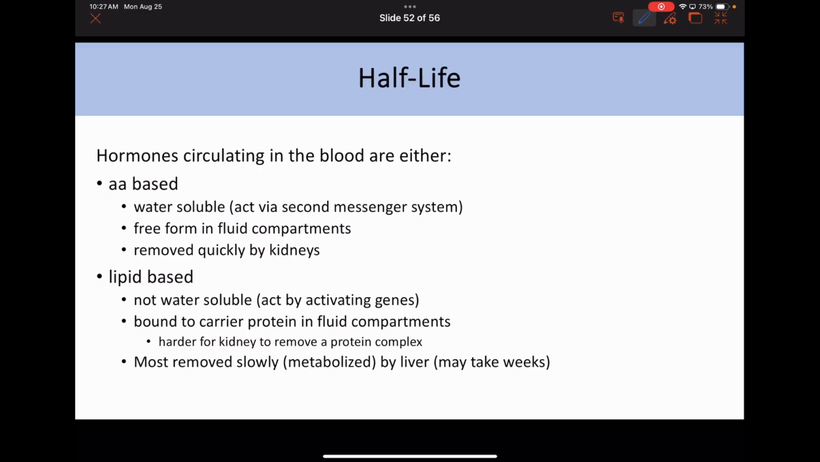Now, because amino acid based hormones work very quickly, and they are water soluble, they're actually removed really quickly by the kidney. So we urinate those hormones out really quickly after their use. Lipid based, though, are processed by the liver. The liver breaks down lipids, which is a much longer process than the kidneys just excreting them. For a lipid base, they have to be broken down and recycled by the liver, which may take weeks to happen. So that's why it takes longer for these to shut off, because it takes longer for us to break those things down and get rid of them.